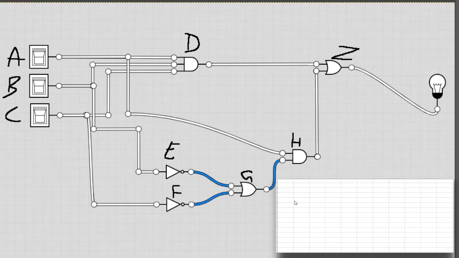Now let's start adding this into our truth table. We're going to start by having our 3 inputs, our 5 gates, and our output.